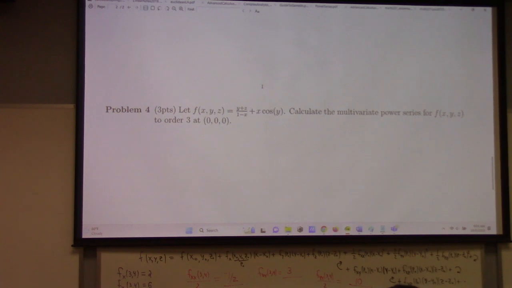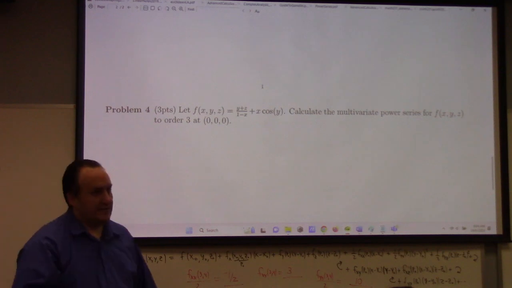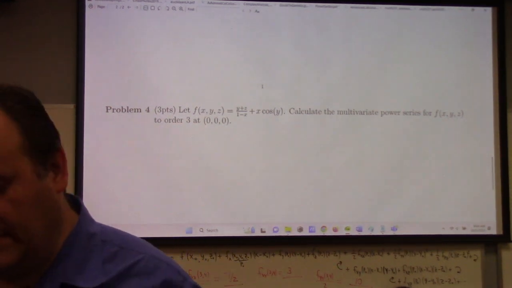So here we go. We've got y plus z over 1 minus x plus x cos y. How do we do this? So what I'm going to do is y plus z times 1 over 1 minus x. Think of it that way. And then x times cos y. Cos y is 1 minus 1/2 y squared plus the next order term is order 4. I just said for us to do it to order 3 at the origin. So that'll do.